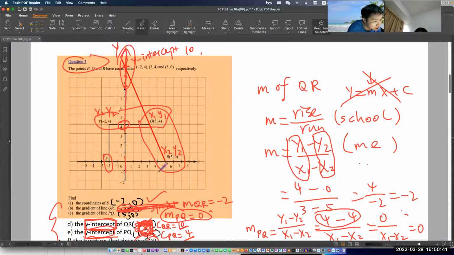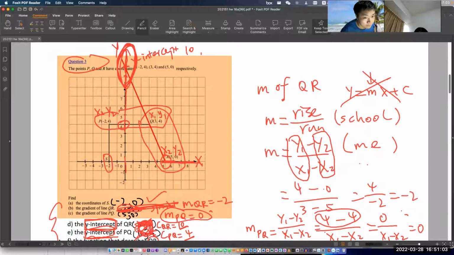This is your y-axis. Just now you read here, right? What axis is this? This is your x-axis, and they are not interested in the x-axis. They are interested in the y-intercept. Therefore, you need to extend the line and then it hits the y-axis at 10.